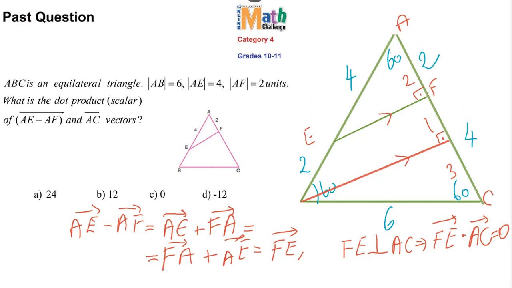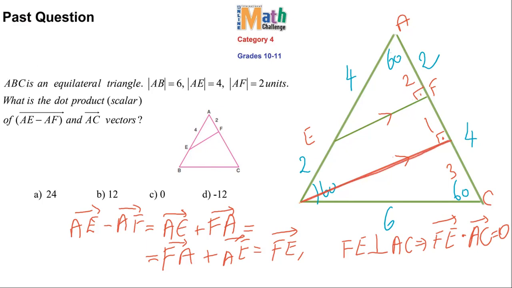Now what I did is, I thought this may be a right triangle because this is 4, this is 2, and this is 60 degrees. So probably this is 30 degrees, but I am not sure this is 90 or not. So if I prove that this is 90, so the question asks the dot product of EF by AC. So if two vectors are perpendicular, their dot product will be 0. So we just need to show that this angle is 90.